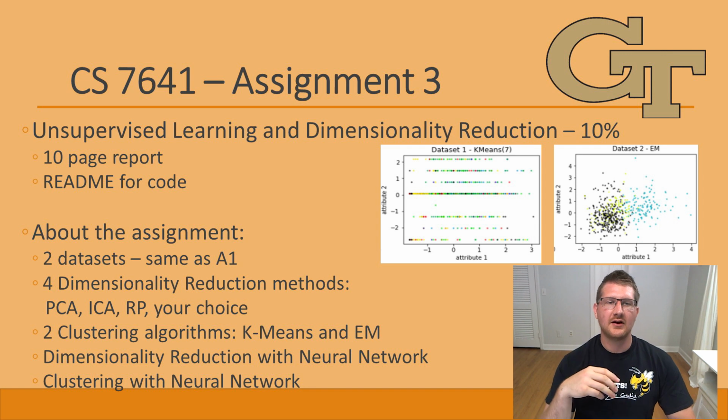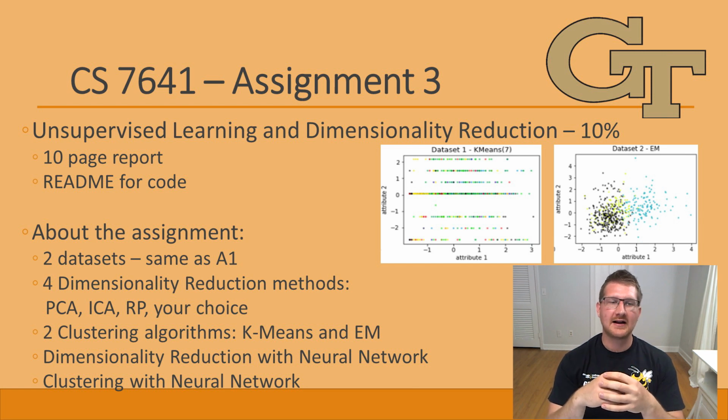The third assignment was on unsupervised learning and dimensionality reduction, and, like assignment 2, was worth 10% of your final grade. Again, same as assignment 2, this assignment had a 10-page report along with the coding portion. Overall, even though the write-up for this assignment was shorter, this assignment had the most work out of all of the homeworks for this course.